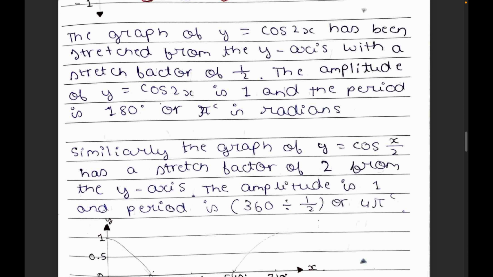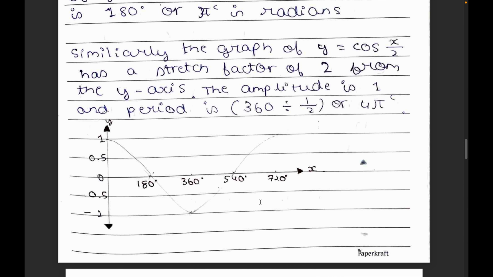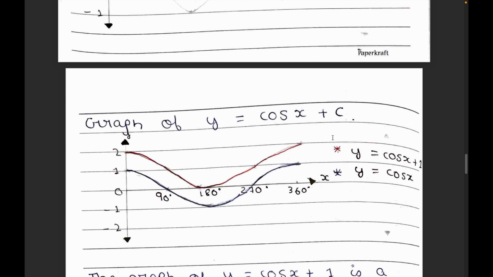Similarly, the graph of y equals cos x by 2 has a stretch factor of 2 from the y-axis. The amplitude is 1 and the period is 360 divided by 1 by 2. So it's 4 pi or 720 degrees. As you can see, we complete a full cycle between 0 and 720 degrees because the period is 720 degrees. And finally, we're going to look at translation.